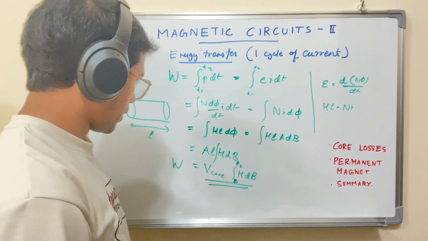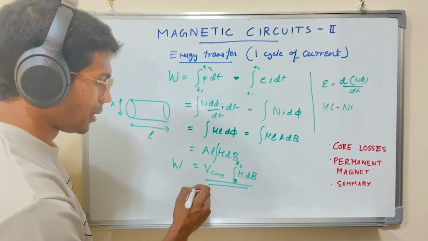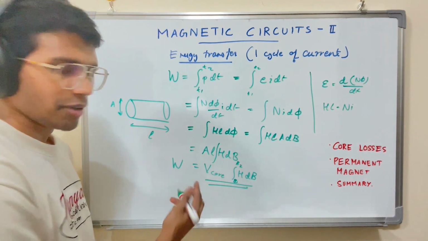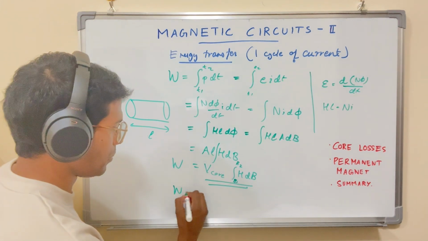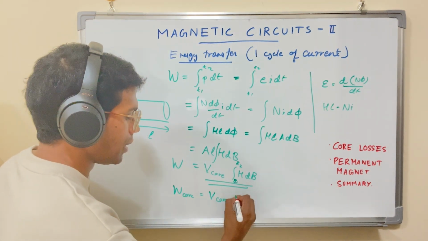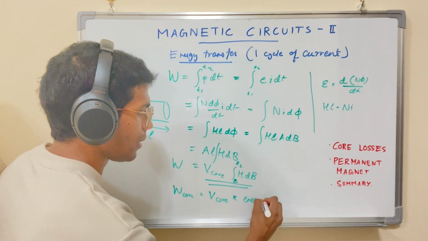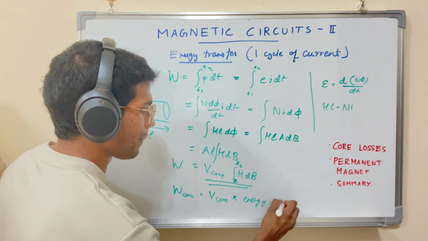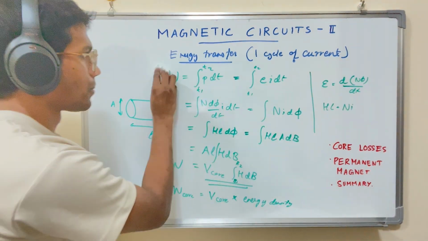Well, this is energy and this is volume. So energy by volume gives us energy density. So you could technically say this is energy density. So W of the core is V core times energy density. And I'm just going to erase the top.